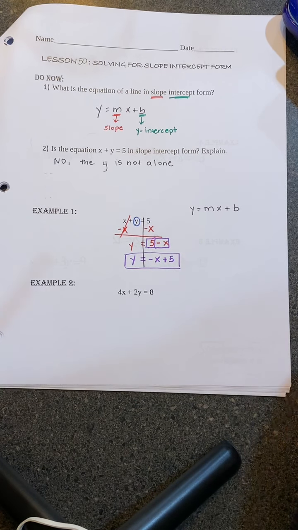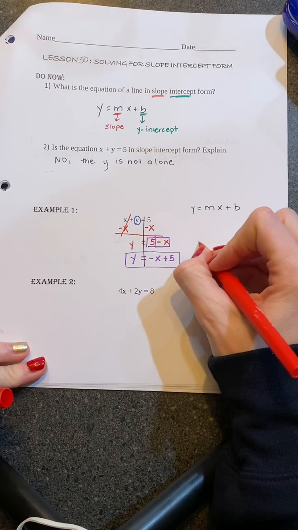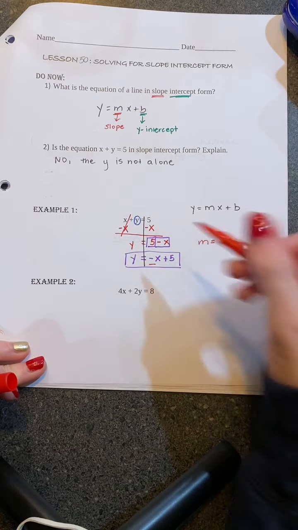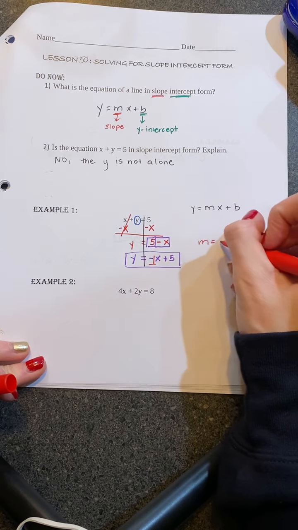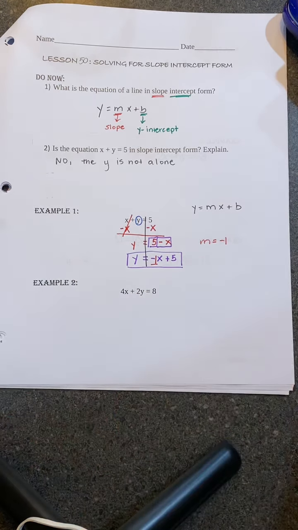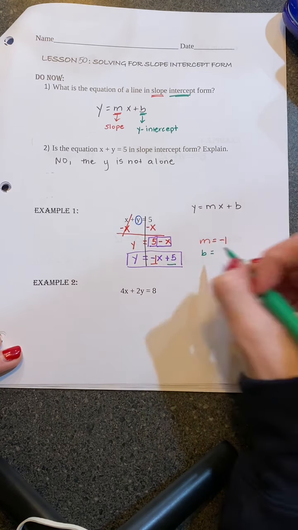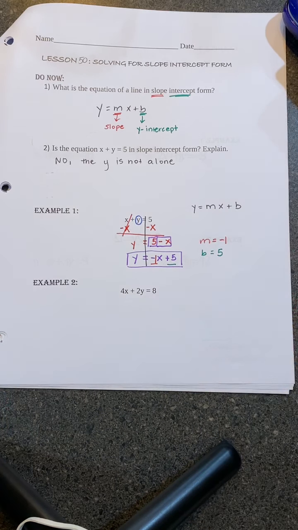And just for more practice, what would my slope be here? Well, the slope is the number that's in front of the x. Here it's a negative. Remember, that's an invisible 1. And what would my y-intercept be? My y-intercept is the 5.